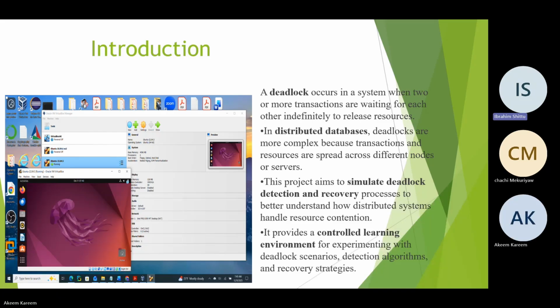What our project aims to do is to simulate this specific environment by demonstrating not just how to detect these jams, but also how to actively recover from them using algorithms that prioritize system efficiency.